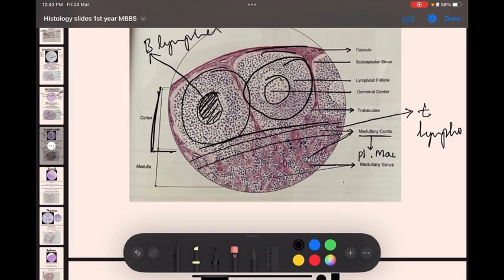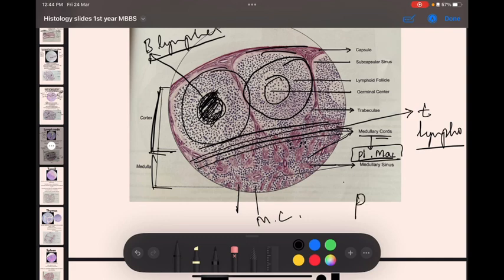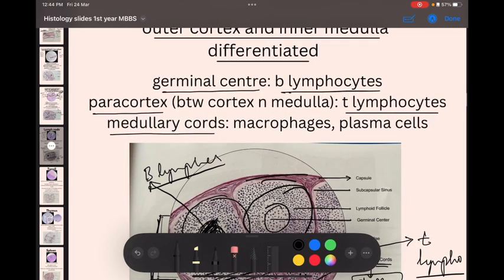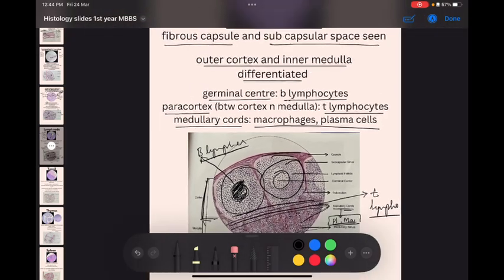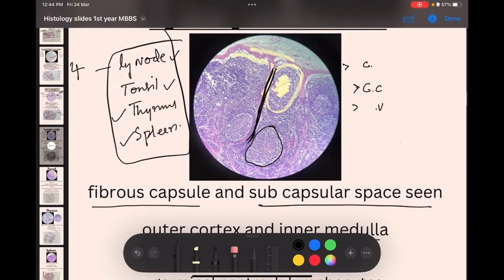This is cortex, this is medulla, and then sinus, this is medullary cords, right? In the germinal center, we have B lymphocytes. In the paracortex, we have T lymphocytes. In the case of medullary cords, we have plasma cells and macrophages. Okay, this slide is also completed.